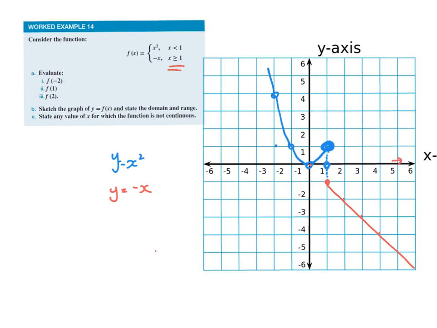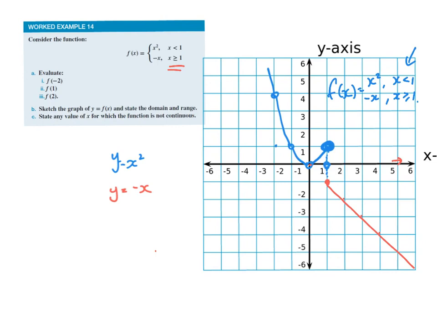I've drawn it in two different colors. However, that is the piecewise function drawn. So let's write that on the graph: f of x equals x squared when x is less than 1, and negative x when x is greater than or equal to 1. That's our label, just for doing really good graph labeling of that particular function.